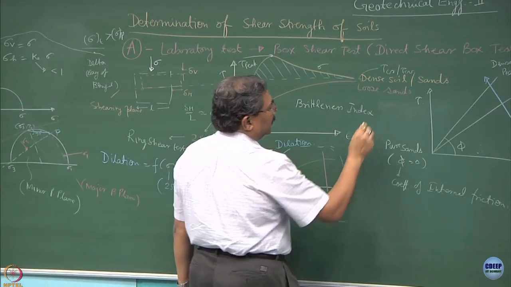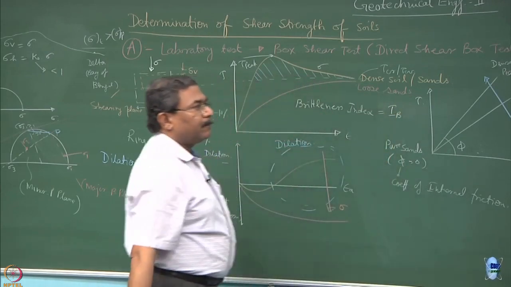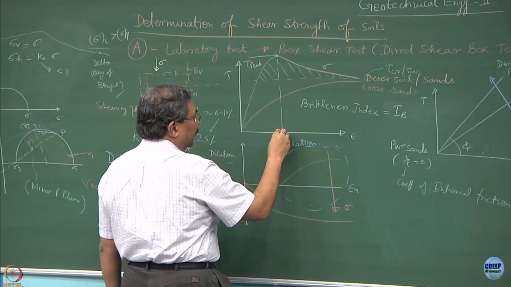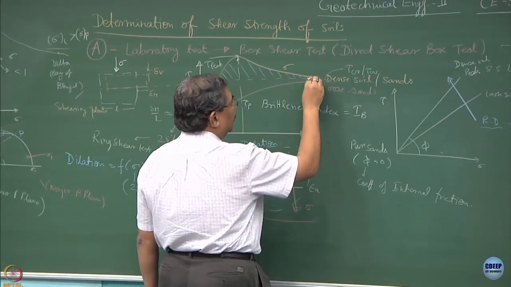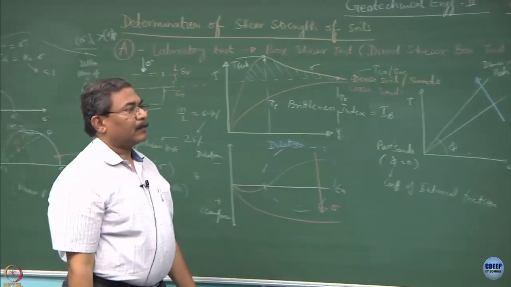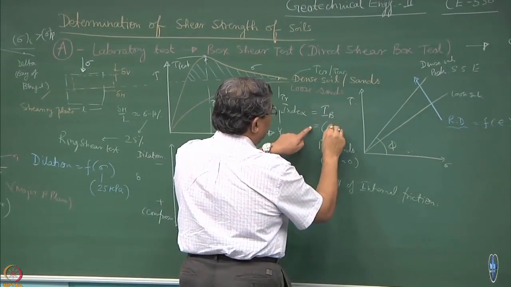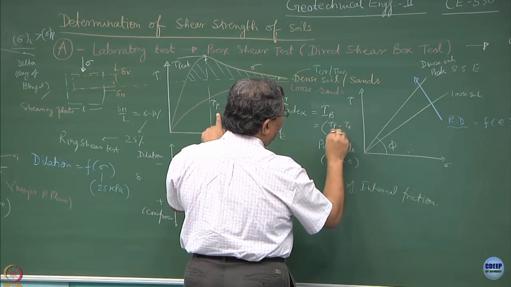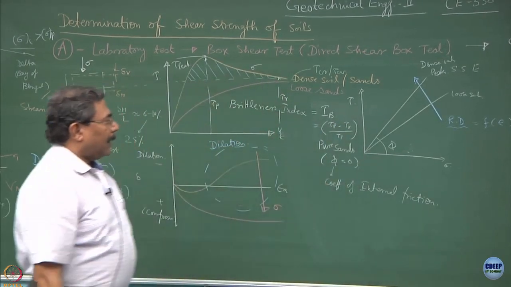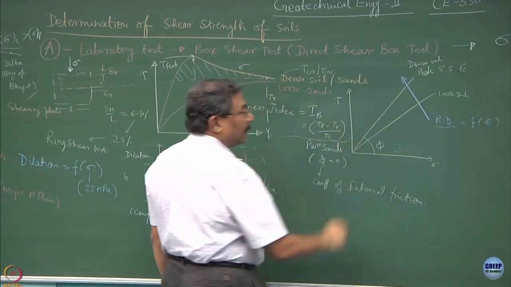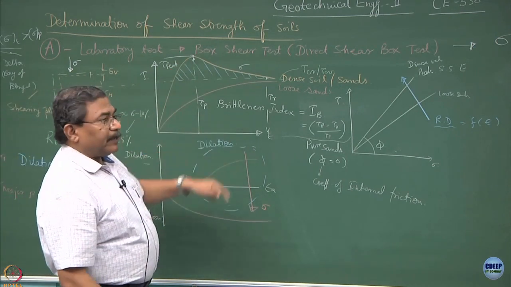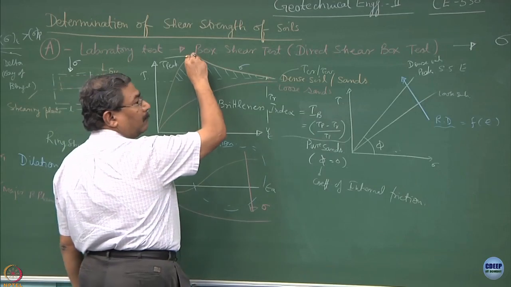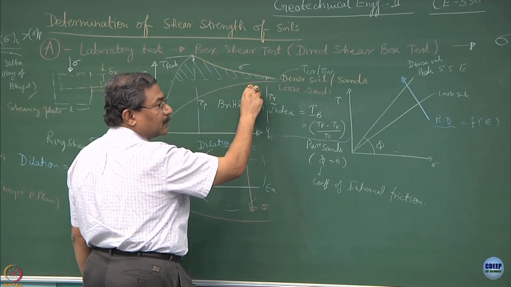Of the soil. This is normally depicted as IB. If I consider this strength as tau peak and this strength as tau residual, the brittleness index is defined as tau P minus tau R divided by tau P, and this becomes another way of classifying the soils when you use them as engineering material. What it shows is the state of the material where the brittleness is too high. Dense systems will always show higher brittleness as compared to loose systems.